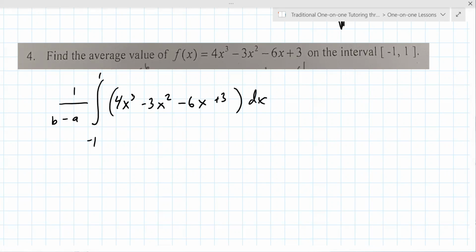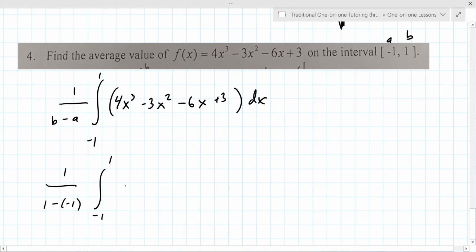Ryan, I'm sure. So your A and B are here. I think you know that from the work I'm seeing. That looks right. So it's 1 over 1 minus a minus 1, integral from -1 to 1, and then all this, 4x cubed minus 3x squared minus 6x plus 3 dx.